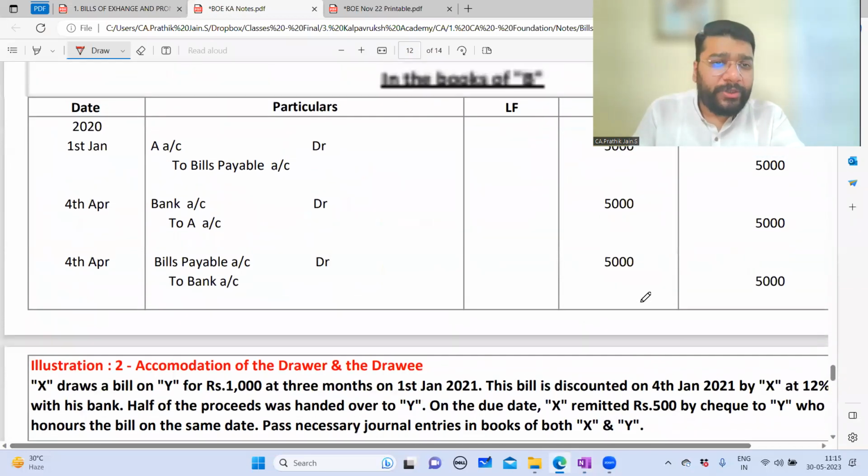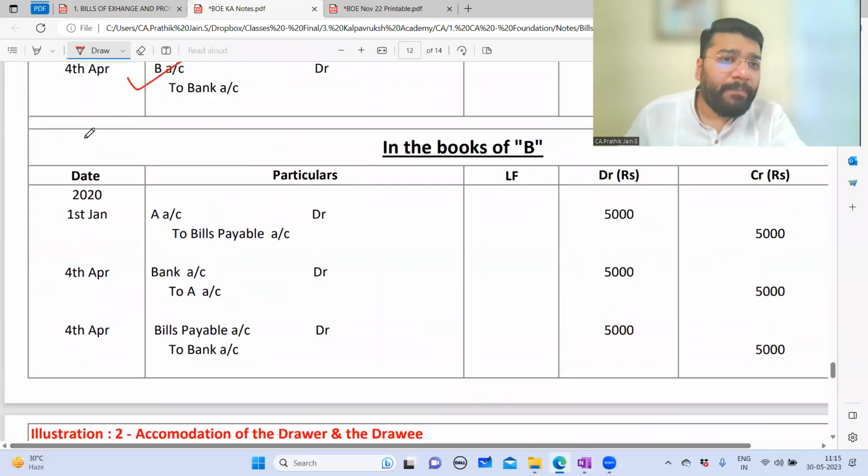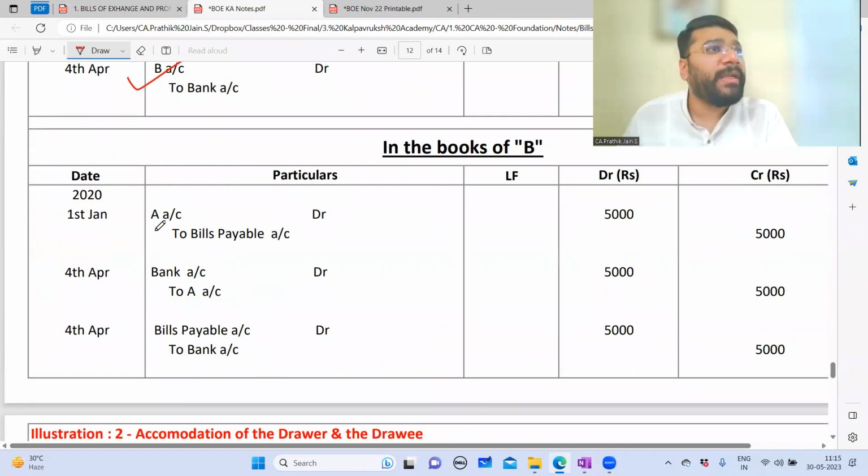Can we go to the next question? We'll go to the level 2 question. Before that, can we compare our answers with the textbook answers just to see if we missed out anything or if we've written anything wrong? So A to bills payable, that's what we wrote. Then bank to A, bills payable to bank. Same entry, no change.